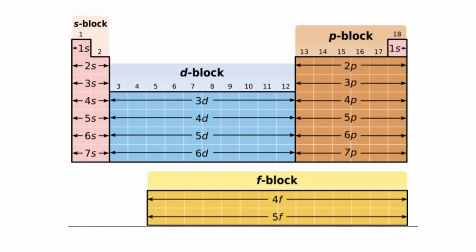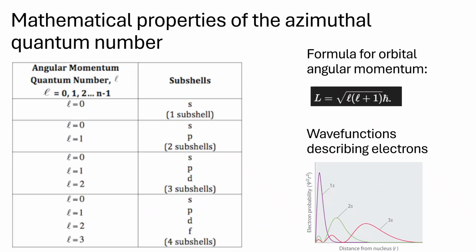The periodic table's blocks are simply the angular momentum quantum numbers printed in color. S block, P block, D block, and F block are the angular momentum quantum numbers being filled. Everything from the softness of alkali metals to the colors of transition metals arises from the L of the highest energy electrons. There are some very interesting properties of the azimuthal quantum number.